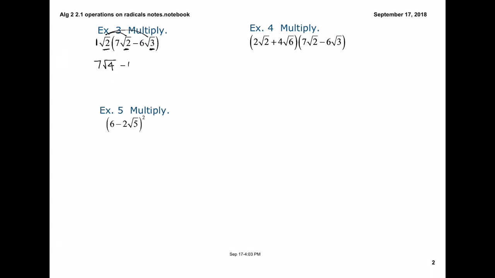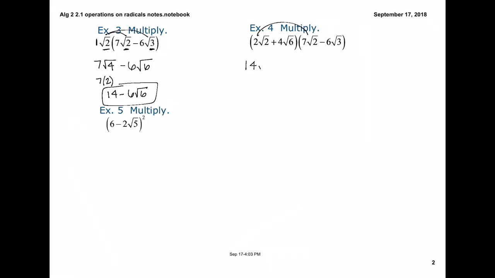1 times negative 6 is negative 6. Square root of 2 times square root of 3 is square root of 6. Simplify square root of 4, we get 7 times 2, which gives us 14, minus 6 root 6. We can't combine anything any further. We're finished.